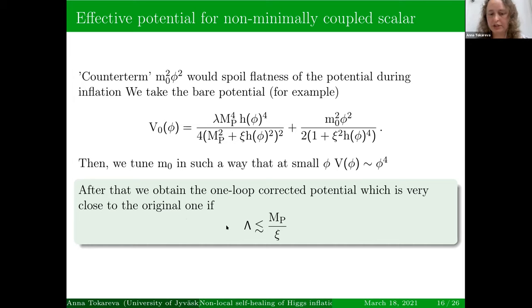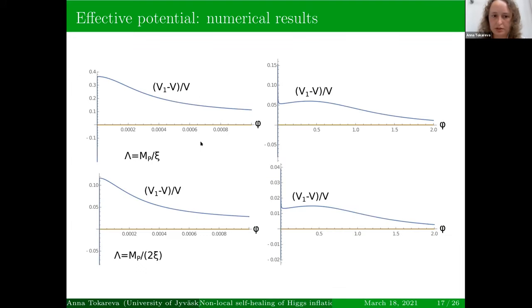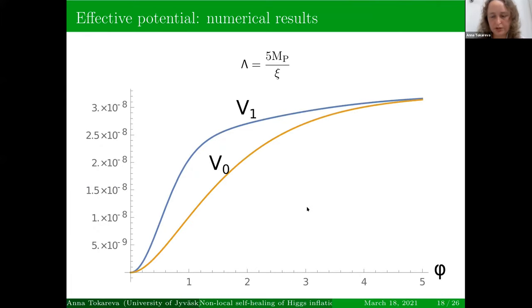But in this case, we need the non-locality scale to be a bit smaller than the Planck mass over Xi, which is quite natural to expect, because if we had a non-locality scale much larger, then we get some large quantum corrections. But for a smaller non-locality scale, we get small quantum corrections, smaller than unity, depending on the values of lambda. And this is the potential when this correction is sizable. It's plotted for illustration where lambda is taken to be larger than the Planck mass over Xi. This is already leading to some strong coupling in this model, and that's not phenomenologically applicable.